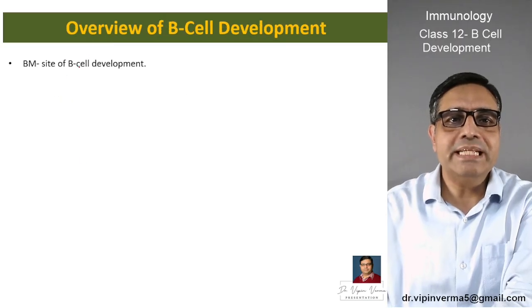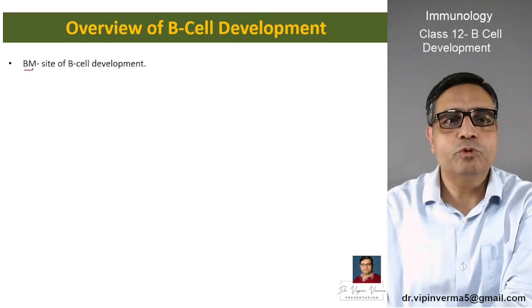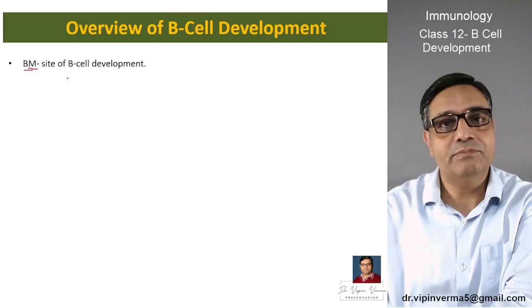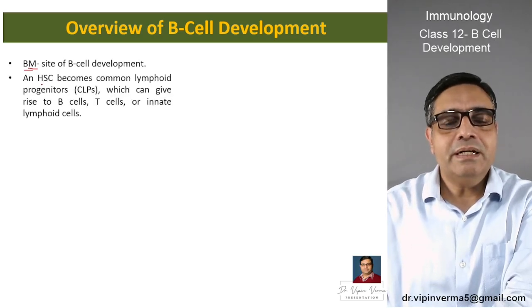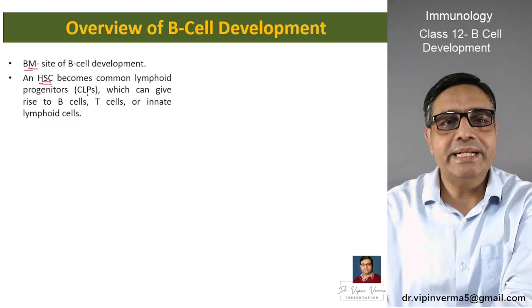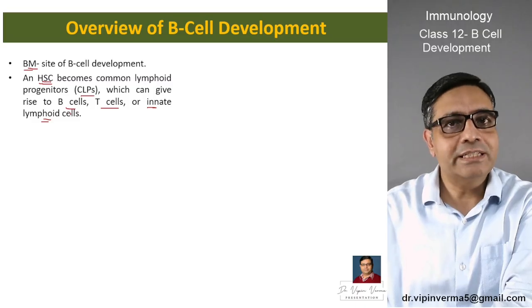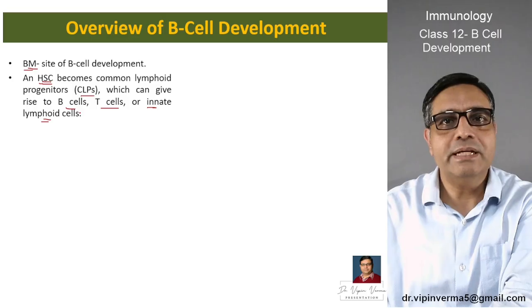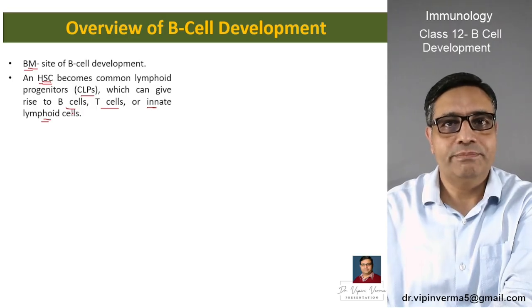Now, B cells develop in bone marrow. So, bone marrow is the site of B cell development. That's why the name B comes here. A hematopoietic stem cell becomes common lymphoid progenitors, which are CLPs, and these CLPs can give rise to B cells, T cells, or innate lymphoid cells. In our last class, we also saw how the CLPs decide whether to go towards the T cell pathway or the B cell pathway, and it was basically Notch. Correct.